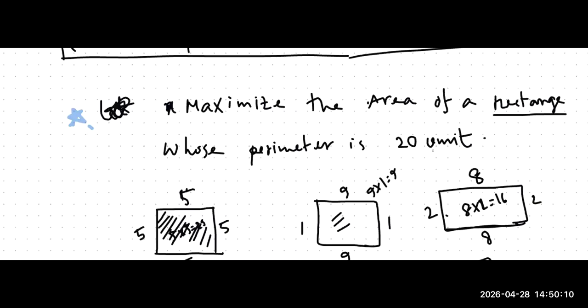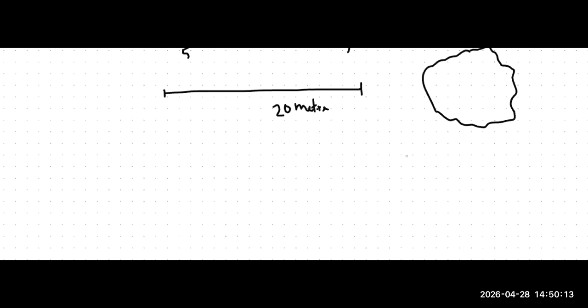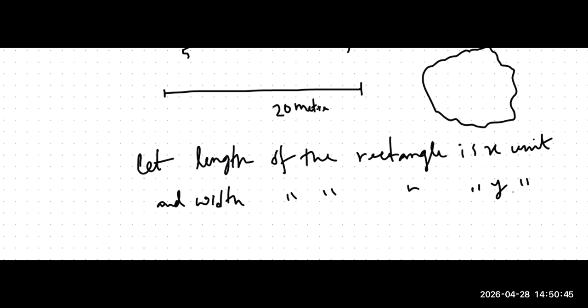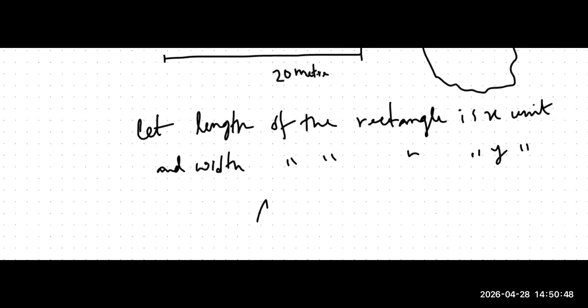So for this problem we can use the Lagrange multiplier process. Let the length of the rectangle be x units and the width of the rectangle be y units. Then the area is equal to x times y. We need to maximize this area.